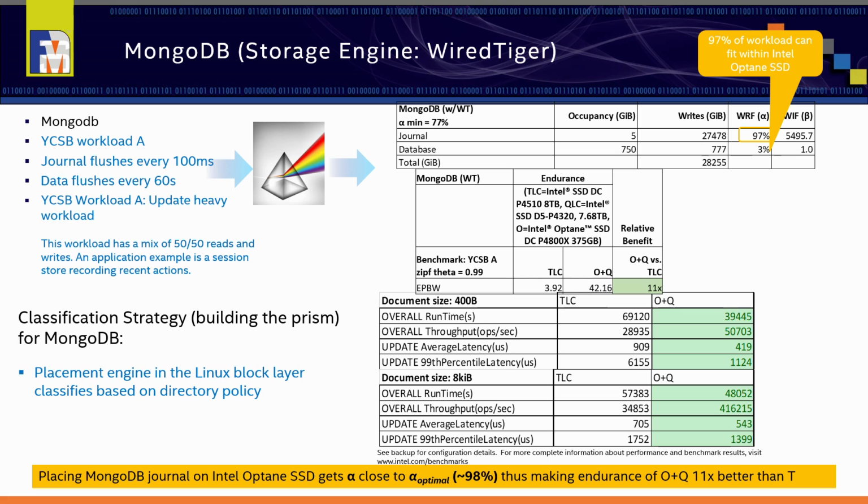And the results we get are in the table on the right. As you can see, we are able to get much better endurance, but also performance. And again, both in terms of throughput or bandwidth and in terms of average and tail latency.